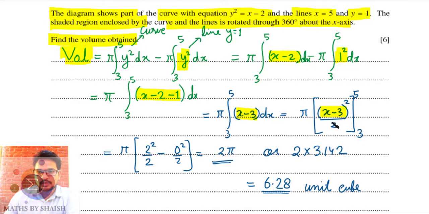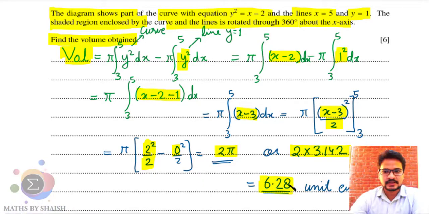X minus 3 whole squared upon 2, and then we'll put the limit from 3 to 5. When we put 5 as the upper limit, 5 minus 3 is 2, so it is 2 squared upon 2. When you put the lower limit, 3 minus 3 is 0, 0 squared upon 2. So we got only 2 squared upon 2, that is 2 only. So it is 2 pi, or we can say 2 times 3.142. To 3 significant figures, it is 6.28 units cubed. So I hope it is clear. Let's discuss the next one.